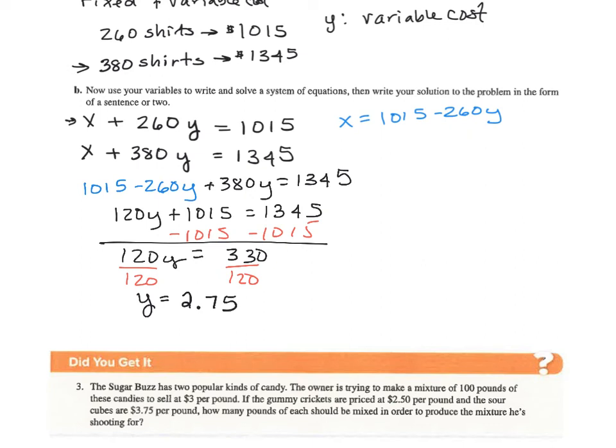So what was y? Y was the variable cost. So we would say each shirt costs $2.75 to print.